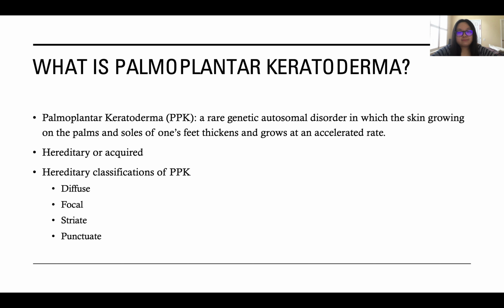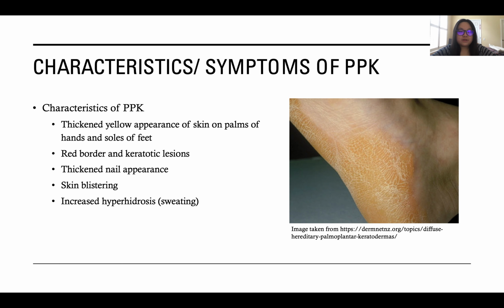And there are four main types of hereditary PPK, which include diffuse, focal, striate, and punctate types. So now that we know what PPK is and its classifications, we'll be going into some characteristics or symptoms exhibited by these individuals. PPK is once again exhibited by a thickened yellow appearance on the skin of one's palms and soles. However, in some individuals, a red border can be seen outlining where the thickened skin ends, along with some keratotic lesions on hands, feet, knees, and elbows. And this is usually exhibited by the diffuse type PPK individuals.